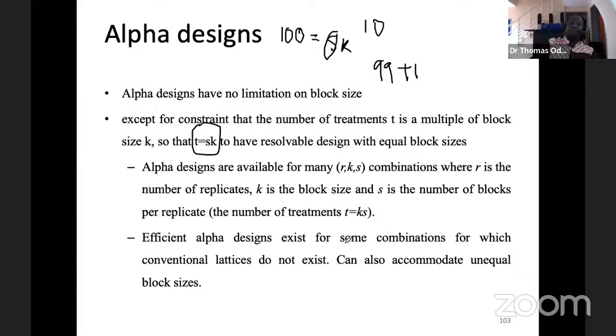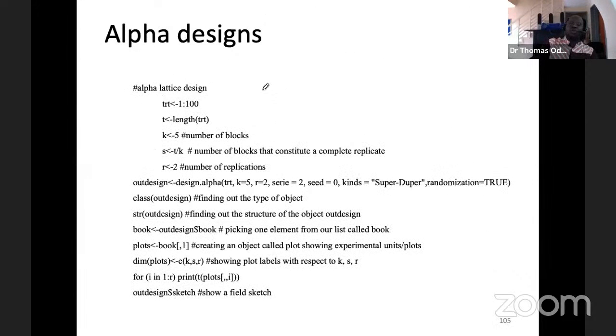So this is a simple way of how to generate the design. The first thing that we have is we still need to have our treatment. In this case, we have 100 treatments, so I just treat them as 1 to 100. And then I do some small manipulation here. T is simply the length of the treatment.